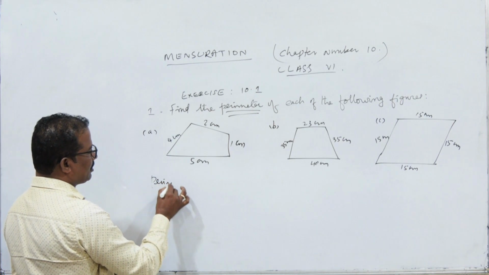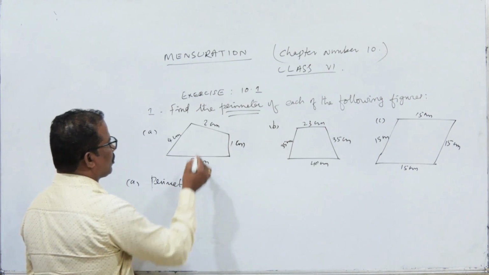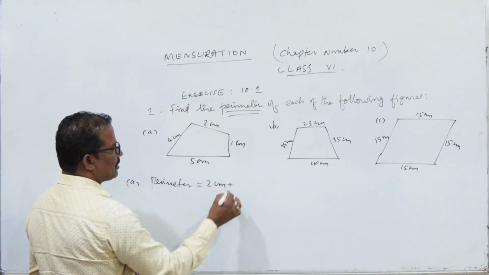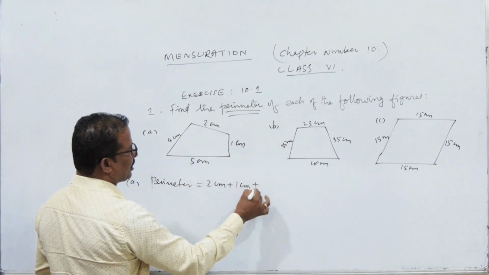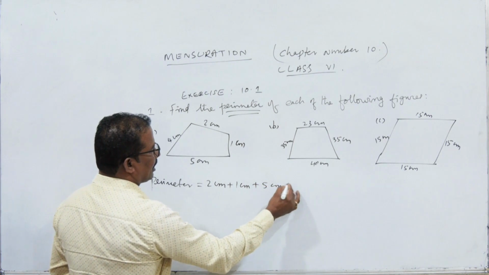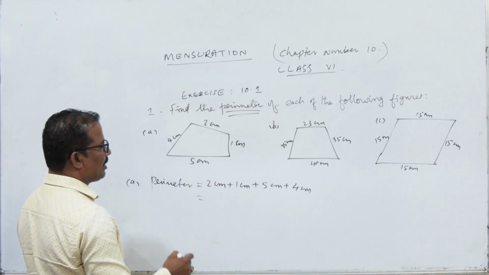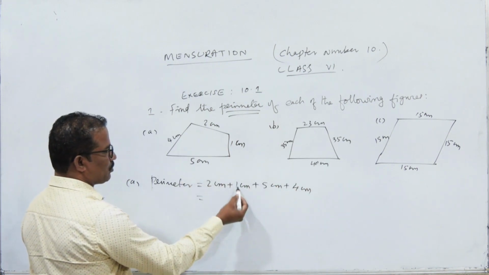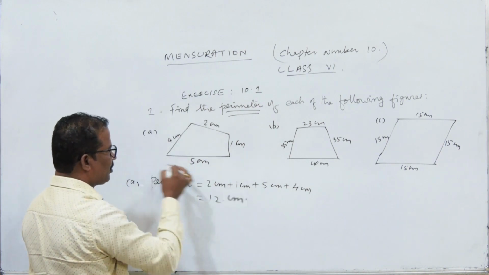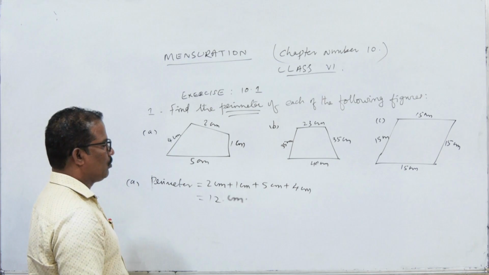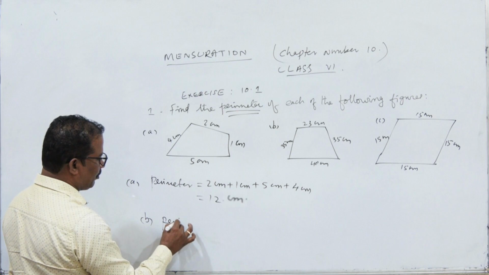So the perimeter of question A is equal to the total length of the boundary. This length 2 cm, then 1 cm, then this length 5 cm, and finally this length is 4 cm. So we need to find the total sum of these lengths. 2 plus 1, 3, 3 plus 5, 8, 8 plus 4 is 12 cm. So the perimeter of question A is 12 cm.